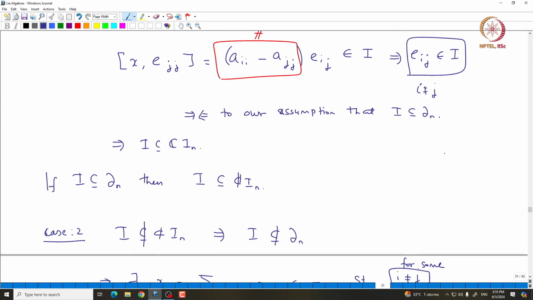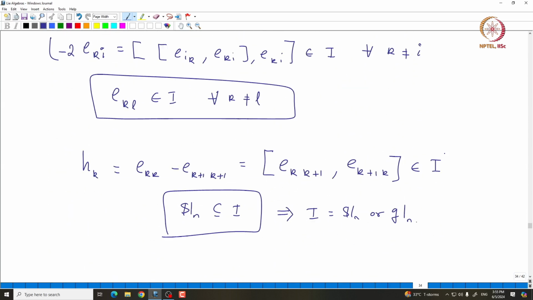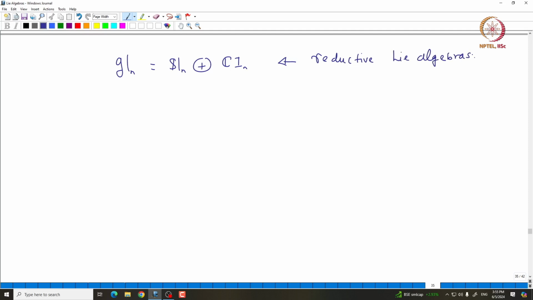Now, using this one can immediately conclude the structure of SLN and, of course, GLN. GLN as a Lie algebra is isomorphic to SLN direct sum the one dimensional center. These kinds of Lie algebras are called reductive Lie algebras. We will define and give some characterization of reductive Lie algebras later, but anyway that is not important for this course, so let us leave it.